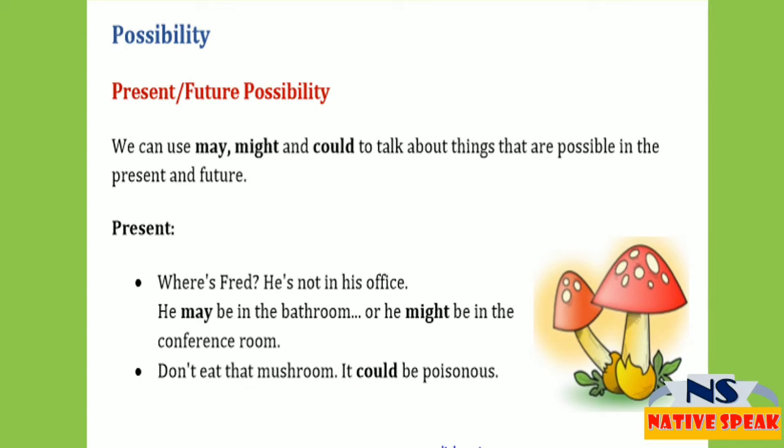Finally, let's talk about possibility. We can use may, might, and could to talk about things that are possible in the present and future. We are not completely certain that they are true. For example, where's Fred? He's not in his office. He may be in the bathroom, or he might be in the conference room.